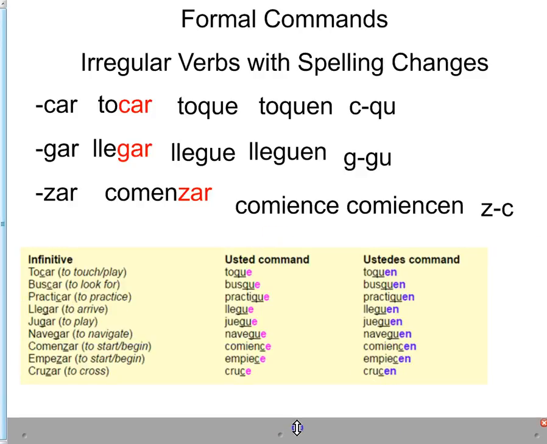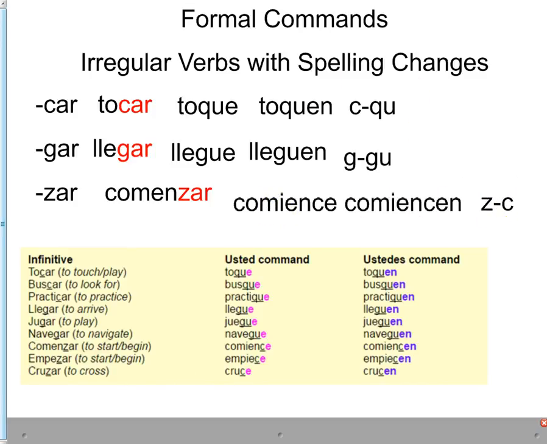So there is a list of a whole bunch of other kinds of verbs there for your liking. Tocar, buscar, and practicar are all car verbs. Jugar, navegar, and llegar are gar verbs, and then the zar verbs are down here: comenzar, empezar, and cruzar. And they all are going to follow these kinds of spelling changes.